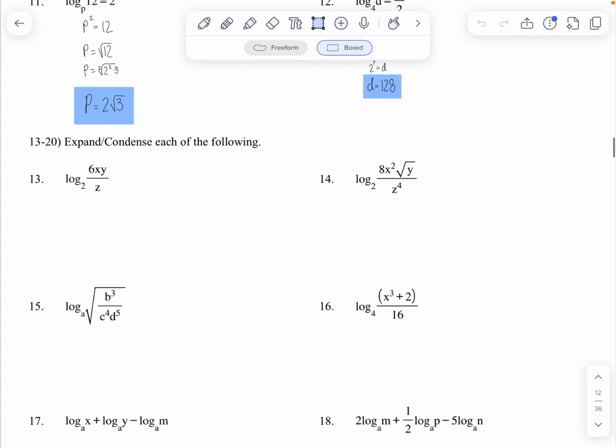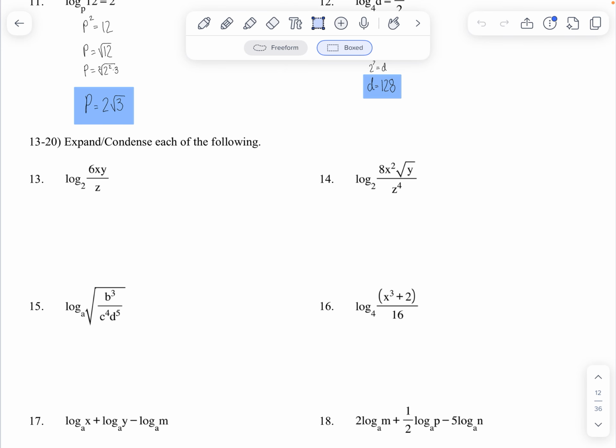In this video, we are going to be expanding and condensing logarithms. So let's get started. If you don't know what a logarithm is, I have another video on my channel where you can learn what logarithms are. But for this video, I'm going to be focusing on key rules of logarithms.